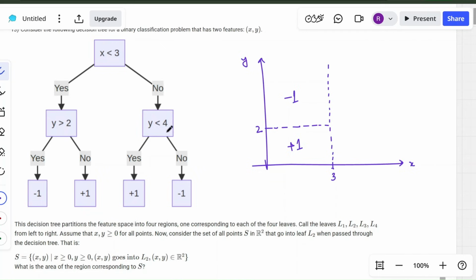And on the right hand side, I do y less than 4. So let's say 4 is here. If y is less than 4, then we have plus 1. And if y is more than 4, then we have minus 1. The decision tree partitions the space into 4 regions. Yes, we saw that. One corresponding to each of the 4 leaves. Observe carefully. So this leaf is, let's say, L1. This is L2. This is L3. This is L4.